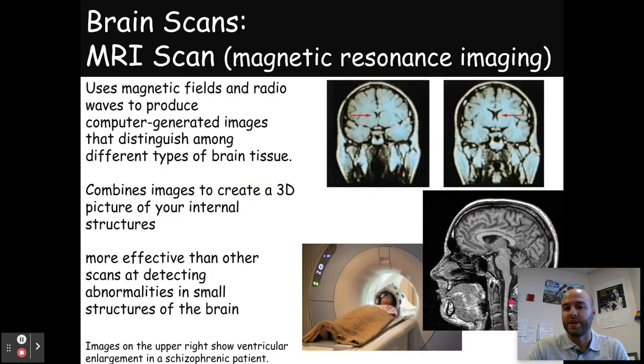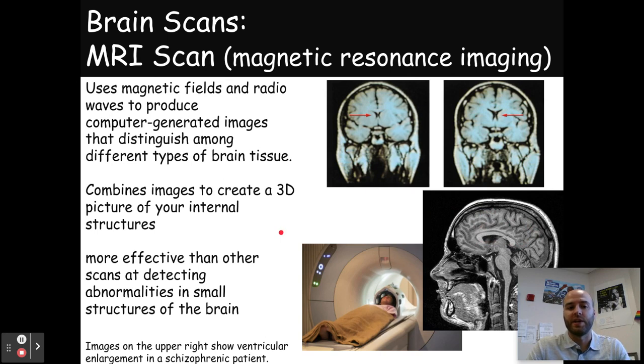Next up, we have what's called an MRI scan, and this is magnetic resonance imaging. This uses magnetic fields and radio waves to produce computer-generated images that distinguish different types of brain tissue. So this kind of looks like an X-ray maybe, right? But X-rays only show bone and hard matter. An MRI scan can be put together to show the soft tissue in our brains, and it creates a 3D picture of those internal structures. Like you can see here in these images, a 3D picture of the brain.